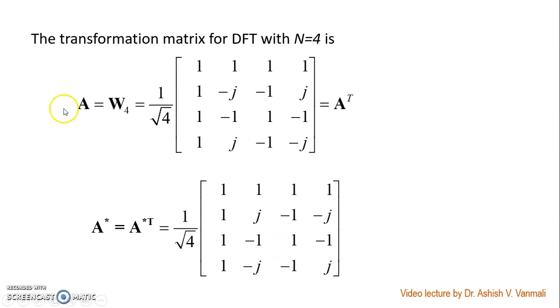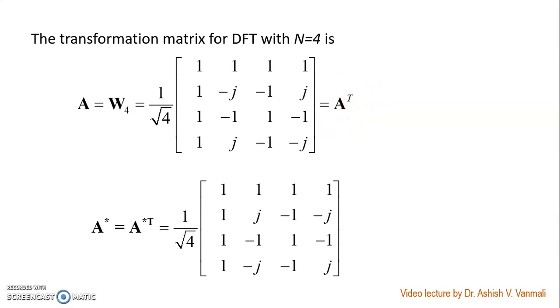So let's start. In this case the image is 4x4, that means the transformation matrix that we are going to use for DFT will be with n is equal to 4. So here the transformation matrix A is nothing but the twiddle factor matrix of size 4x4, that is W4. That will be 1 upon root 4 times the matrix with rows 1, 1, 1, 1; 1, minus j, minus 1, j; 1, minus 1, 1, minus 1; 1, j, minus 1, minus j. And if you observe, this matrix is symmetric, so it will be same as A transpose.